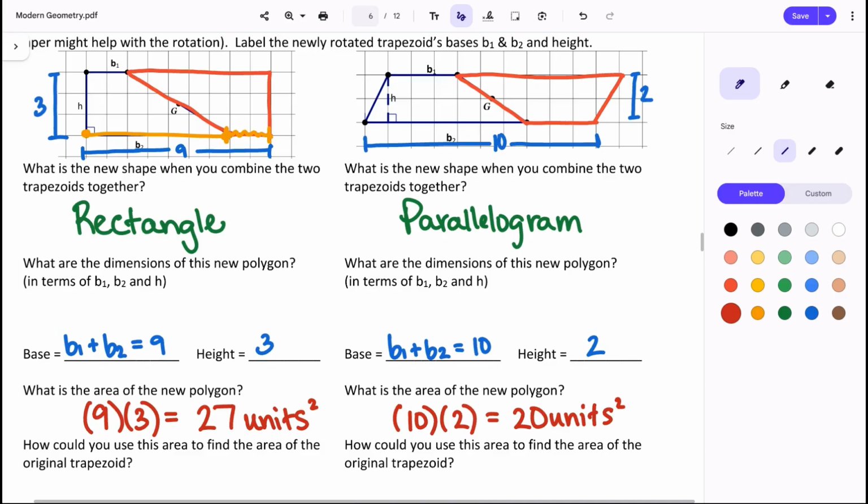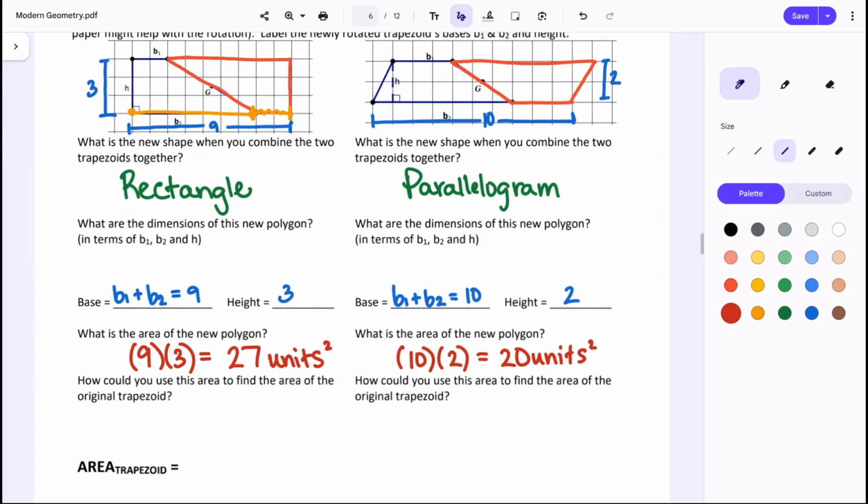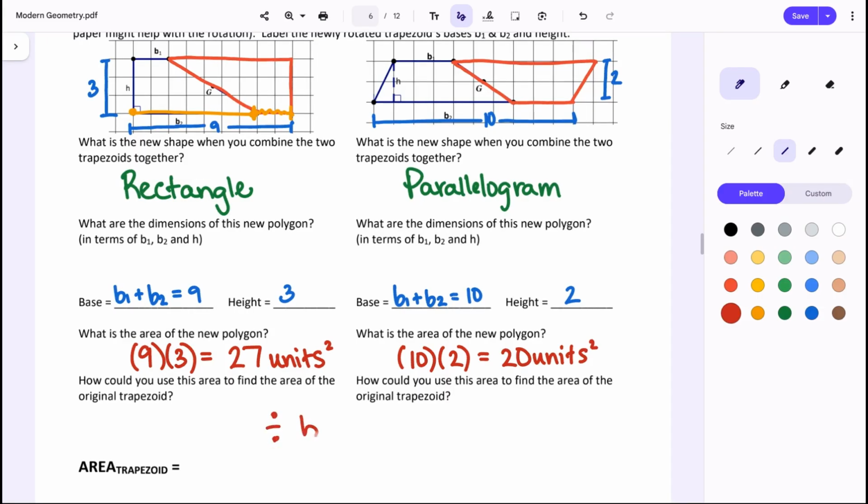Okay, but now let's think about this in terms of that original trapezoid. Like we did yesterday with our triangle, remember we talked about how the triangle, when you did your rotation, doubled, basically. We took that triangle and doubled it to get our new shape. We're doing the same thing here with our trapezoid. So if you wanted to go back to just the single trapezoid, what would you need to do for your area? Yeah, you'd have to divide it by 2, right? Cut it in half. So I'm just going to write we'd have to divide by 2. And that would be true for the parallelogram example and for the rectangle example again.